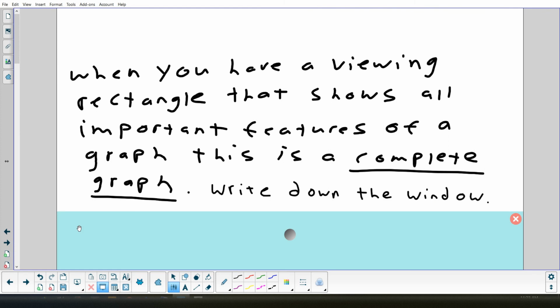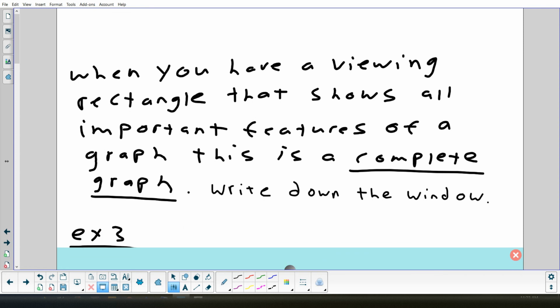So when they ask you to find a complete graph, all you have to do is write down the window. What did you use for an x-min, x-max, y-min, y-max? Those 4 things. X-scale and y-scale are not really important. We just talked about how that changes the tick marks. I don't really ever bother with that at all.